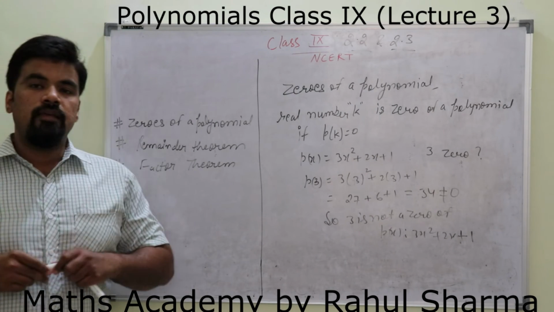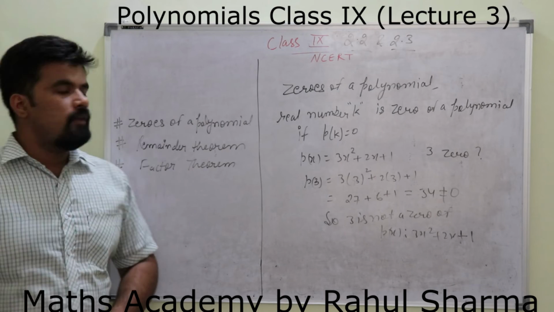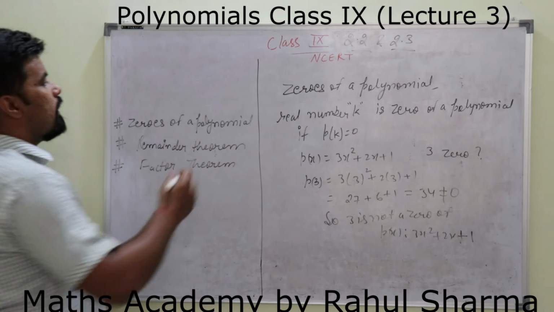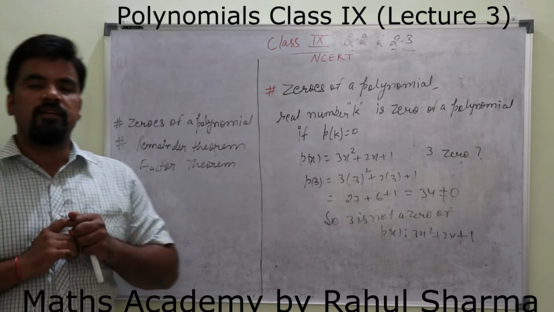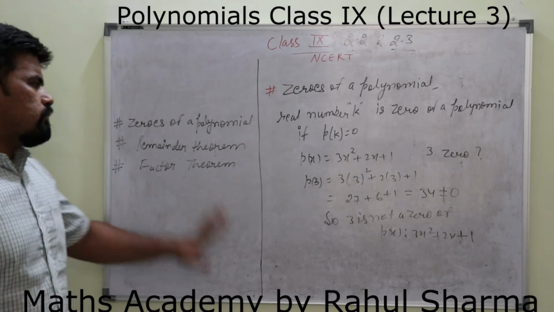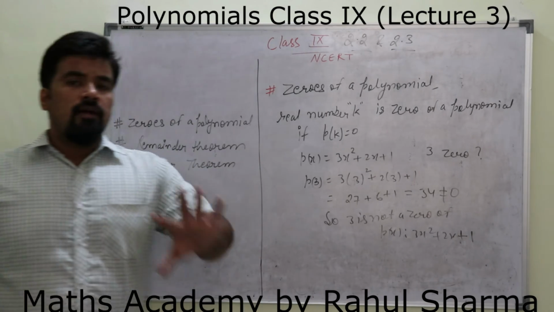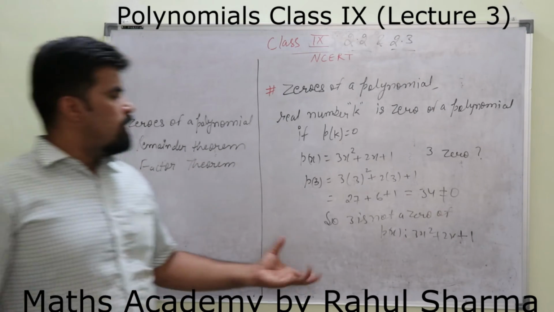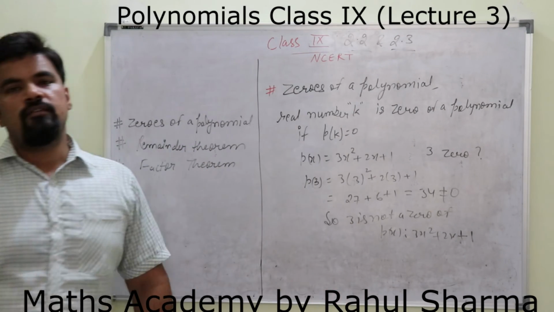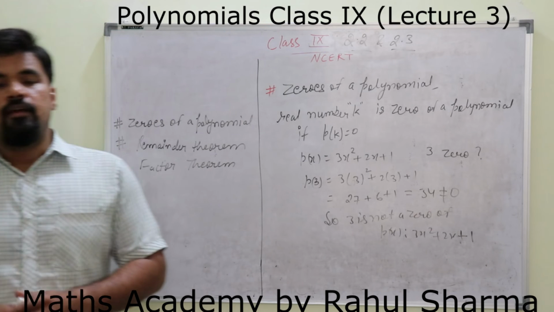I think the zero of a polynomial is clear in your mind. Please revise this entire thing. Take some examples. Make up some polynomials of your own choice. Take any one real number and check. If the value of that polynomial at that real number becomes 0, then we will call that particular value a zero of the polynomial, otherwise not, right?